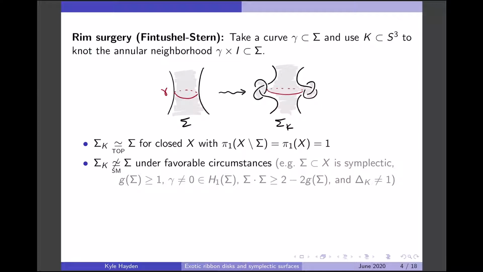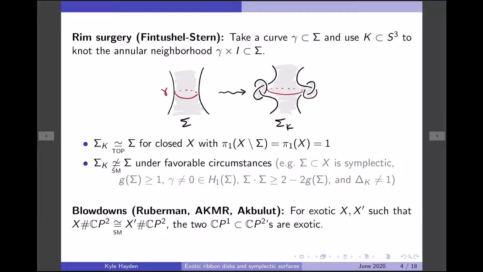So I want to highlight one other construction which uses the blowdown operation. And it's of note because it lets us get exotic surfaces that are two-spheres. So the starting point is to take two four-manifolds X and X prime that are homeomorphic but not diffeomorphic, yet they become diffeomorphic after connect summing with a copy of CP2. And so now that new four-manifold naturally contains two copies of CP1, and because X and X prime are homeomorphic, there's a homeomorphism of this new four-manifold carrying one CP1 to the other.